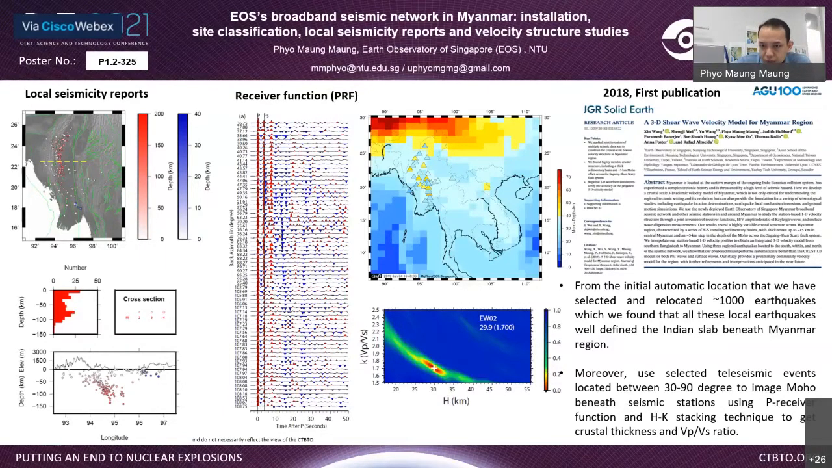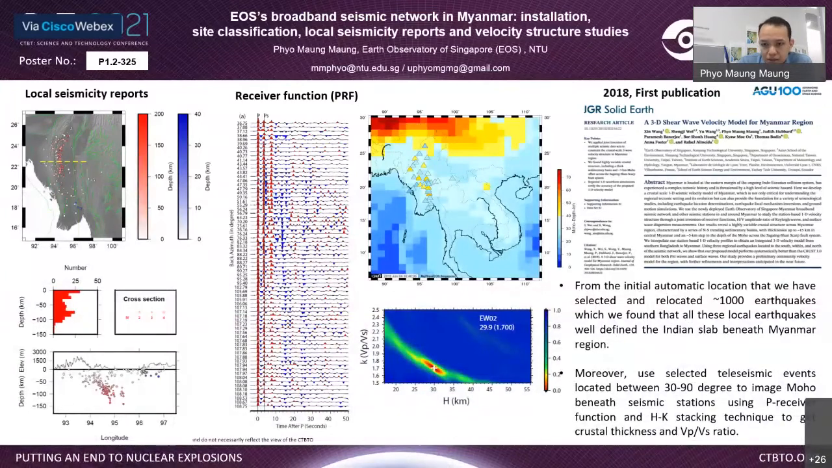We can also use teleseismic events to see the Moho depth beneath our seismic stations. We use the P receiver function technique, and of course the Ps converted phase. We compare our result with CRUST 1.0, as you can see in this superimposed figure. Our first publication was published in 2018, so I really welcome you to read the publication. Thank you. That's all I have.